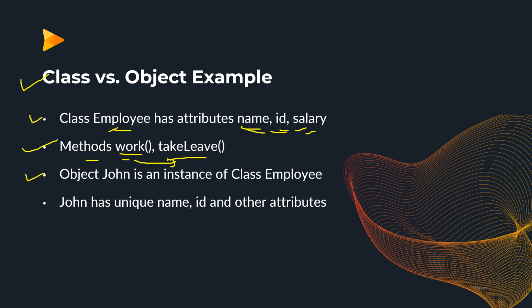And the object John. John is an object, an instance of the class Employee. John has a unique name, id and other attributes. These are the state of the object called John. So John is the object. Okay, now we have seen class versus object.